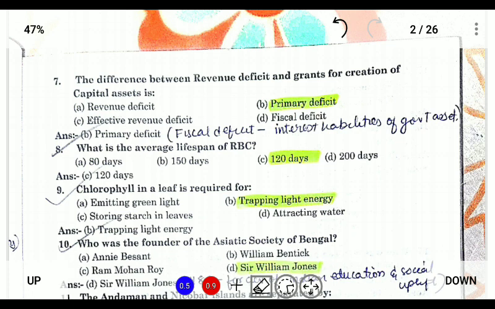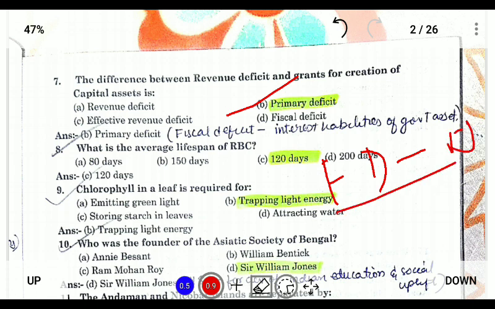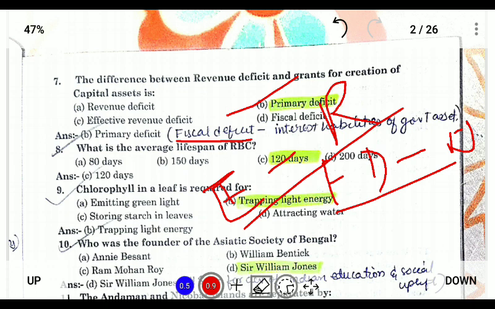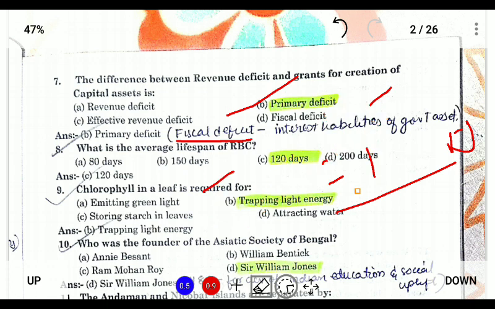Next, the difference between the revenue deficit and grants for creation of capital assets is known as primary deficit. Primary deficit is nothing but fiscal deficit minus interest liabilities. And if we explain what fiscal deficit is, it is total government expenditure minus total government revenue. This is the fiscal deficit, and if we subtract interest from the fiscal deficit, then we get primary deficit. So this is the answer.